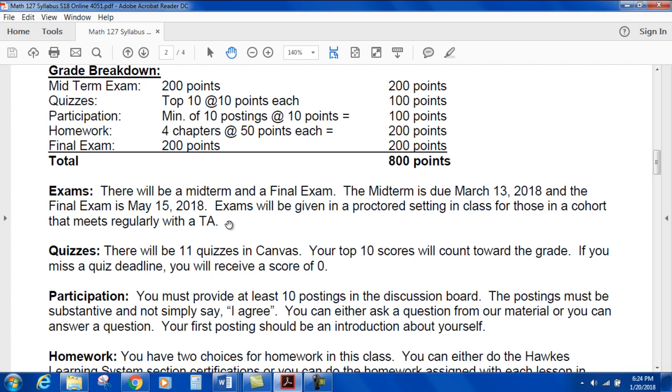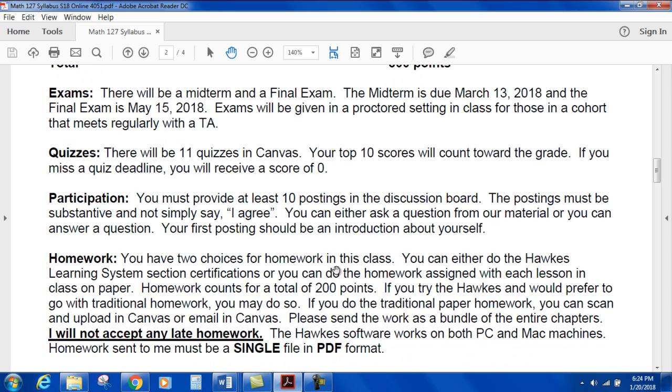Quizzes: there'll be 11 quizzes in Canvas. Your top 10 scores will count towards the grade. If you miss a quiz deadline, you'll receive a score of 0. Participation: you must provide at least 10 postings in the discussion board.